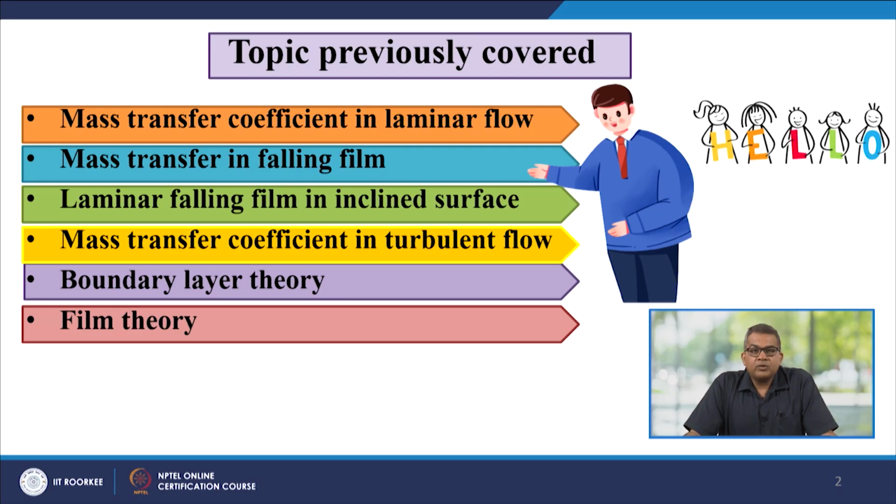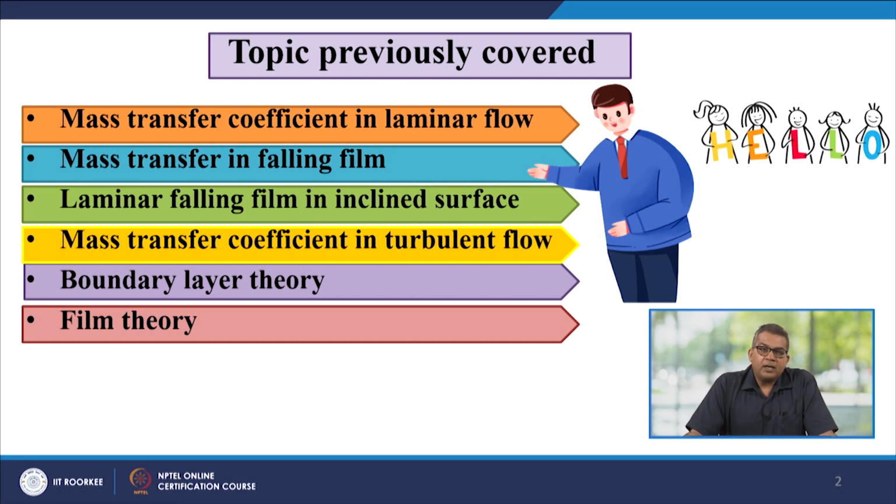Hello friends, welcome to the diffusivity and solubility of the gases in polymers under the edges of mass transfer phenomena in polymers. In the previous lecture, we discussed the mass transfer coefficient in laminar flow. We discussed mass transfer in the falling film.